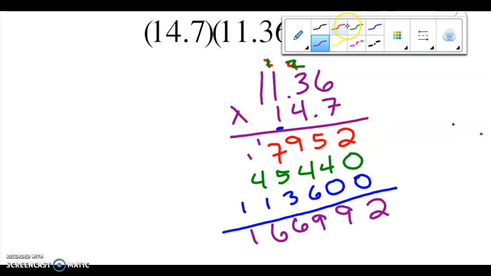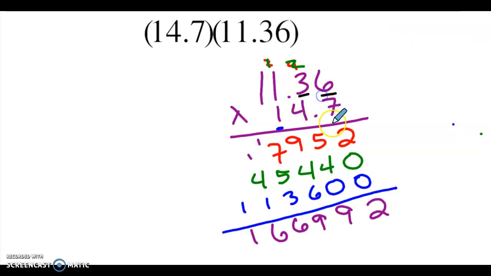All right, where does the decimal go? Do you guys know? Do you remember? Well, let's look. I've got 1, 2, 3 places behind the decimal. Does it go here? Nope, that's only 1 place. Here. Nope, that's 2 places. Here. Yes. It goes right here. So it's 166 and 992 thousandths. All right, guys, let's do a problem.